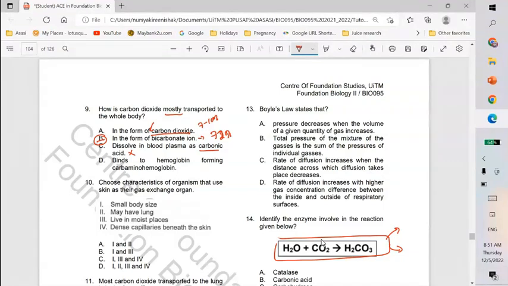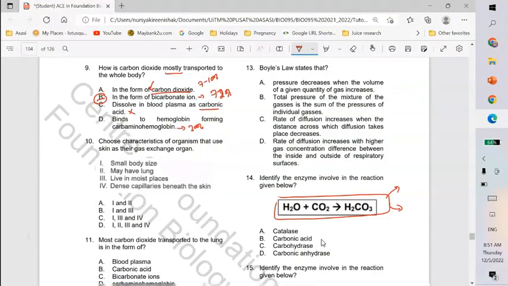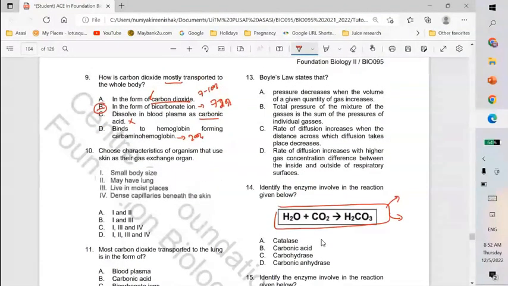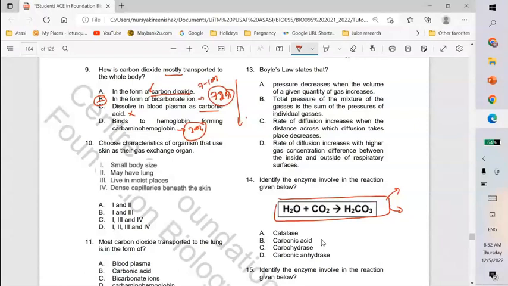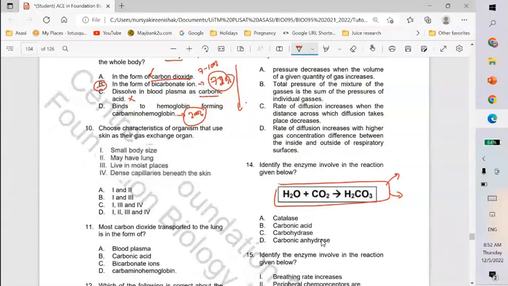And then D binds to hemoglobin, forming carbaminohemoglobin ni 20%, okay, of the carbon dioxide. Okay, so ini percentage nak kena ingat ya. So mana yang paling banyak, mana carbaminohemoglobin 20%, kan, dissolved carbon dioxide is 7 to 10%. Okay. So thank you Ishraf. Next, number 10, Julia.